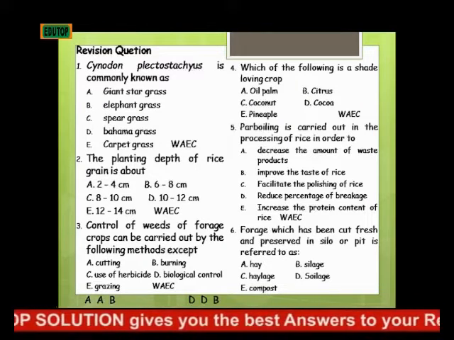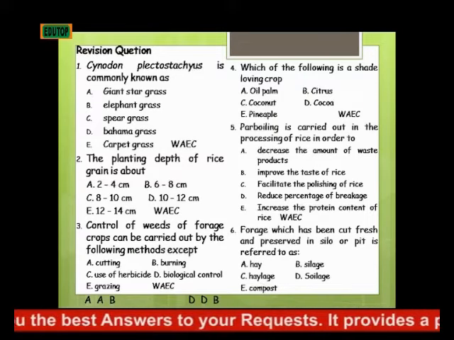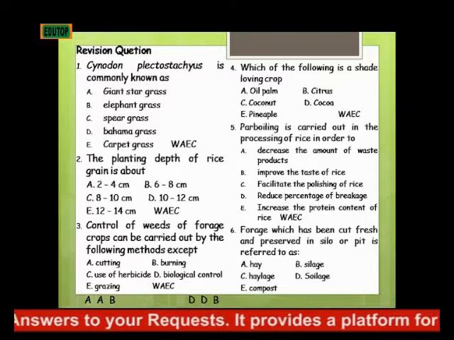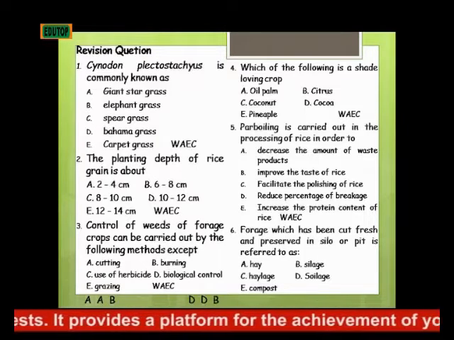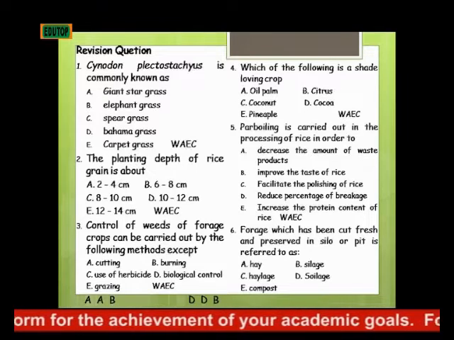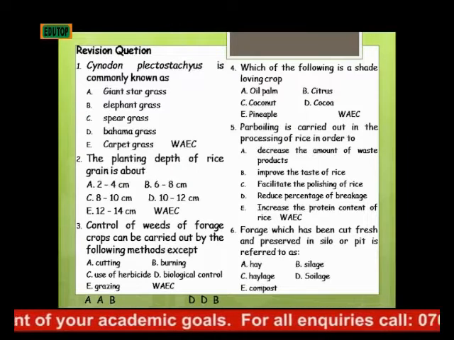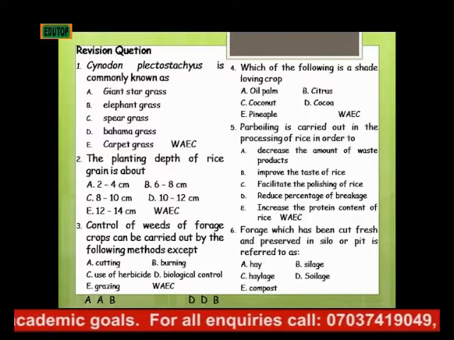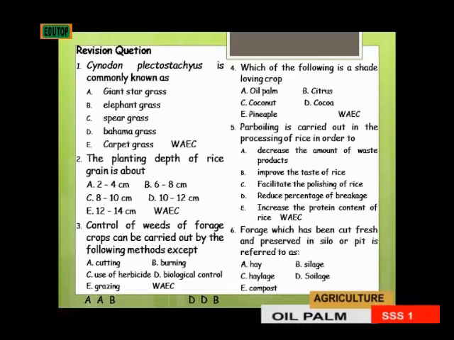Then the next question says that parboiling is carried out in the processing of rice in order to A. decrease the amount of waste product, B. improve the taste of rice, C. facilitate the polishing of rice, D. reduce the percentage of breakage, E. increase the protein content of rice. The answer is D. Parboiling is carried out in the processing of rice in order to reduce percentage of breakage.